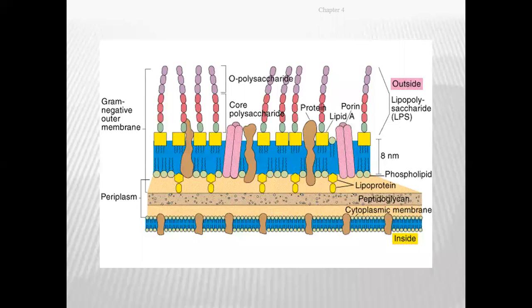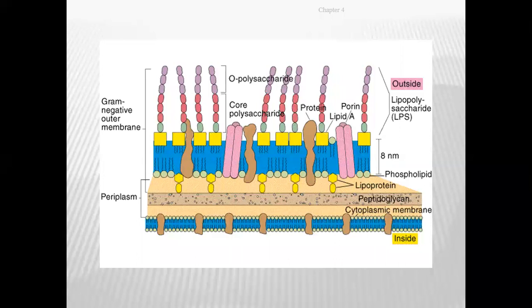This is the structure of the gram-negative bacteria cell wall. It is composed of a periplasmic space containing peptidoglycan and an outer membrane containing phospholipids, lipoprotein, porin, lipid A, and O polysaccharide. Lipid A and O polysaccharide are the toxic components of the gram-negative cell wall.